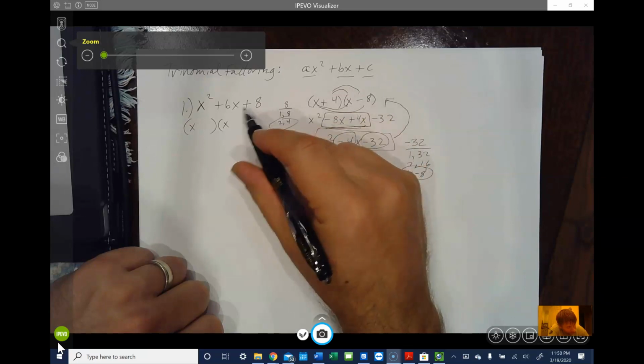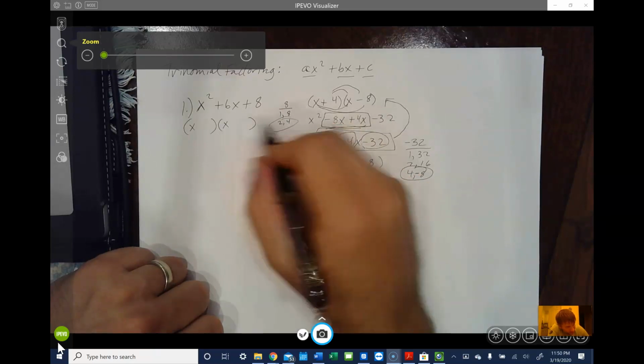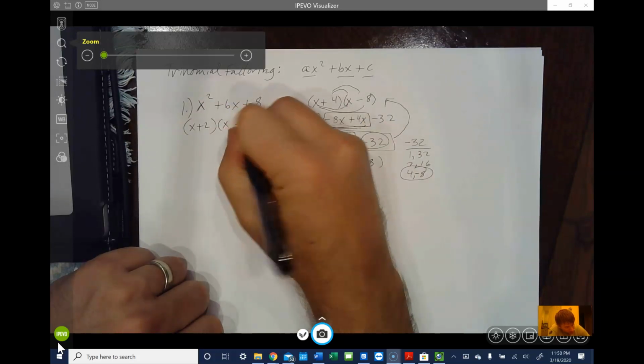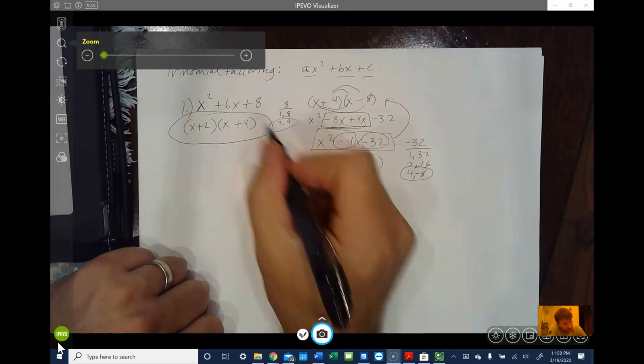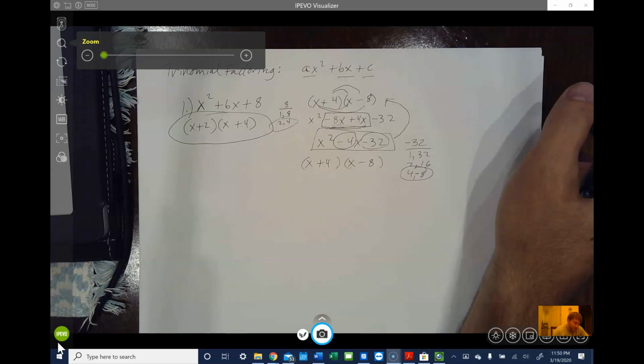Since it's a positive 8, they're either both going to be positive or both going to be negative. And since they have to add to get a positive 6, they're both going to be positive. Plus 2 and plus 4. This is the answer. This is how we factor x squared plus 6x plus 8.